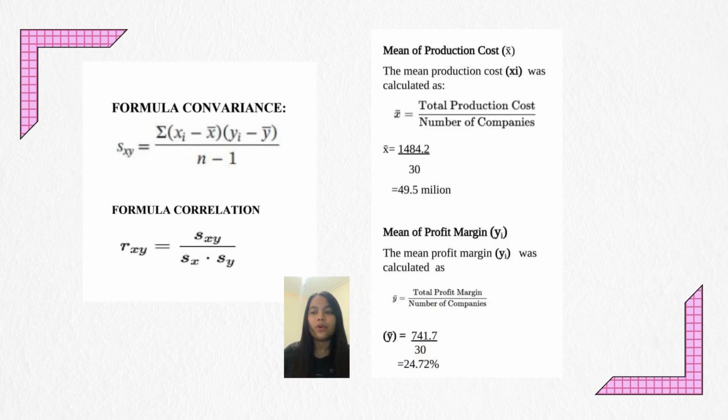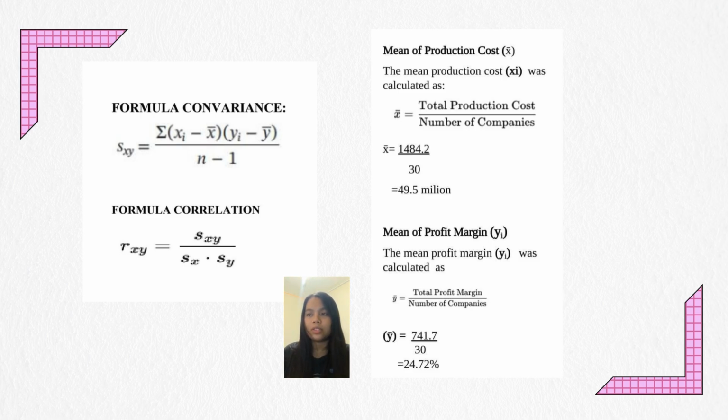My part is part 5, calculate and interpret the measure of association between the two key performance indicators. So this is the formula of covariance, which is (xi minus x bar) times (yi minus y bar) divided by n minus 1. The formula for correlation is sxy divided by sx times sy. This is for our mean of production, which is xi.